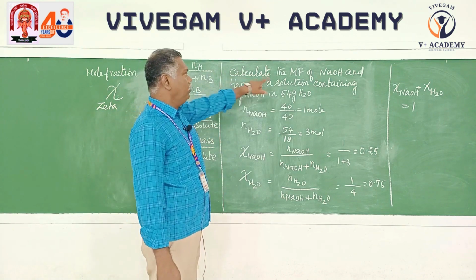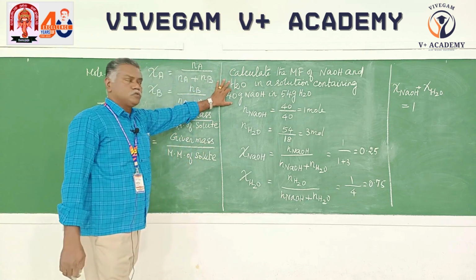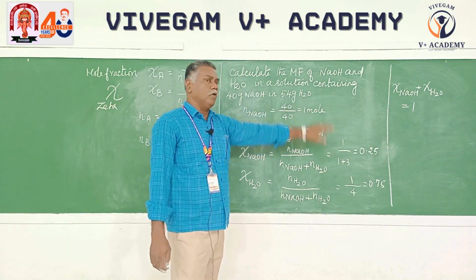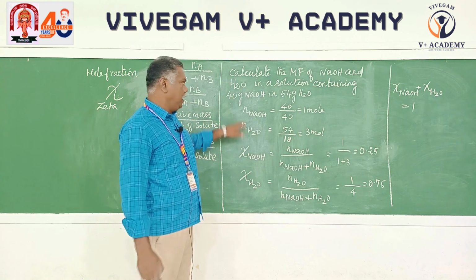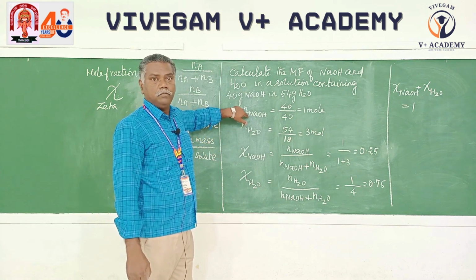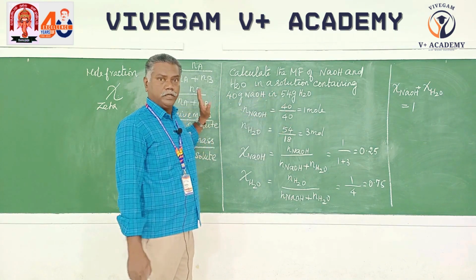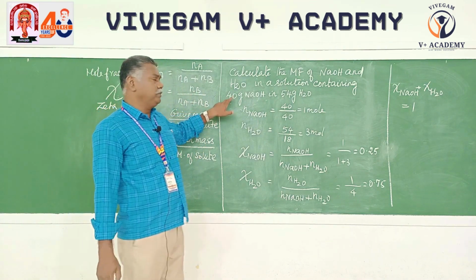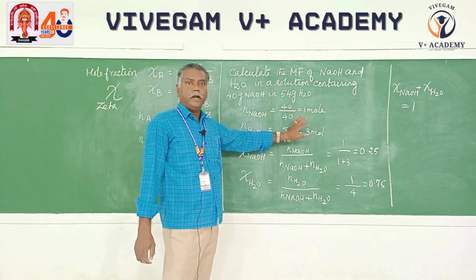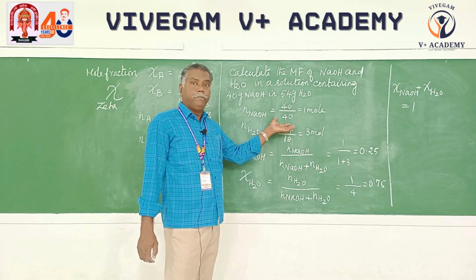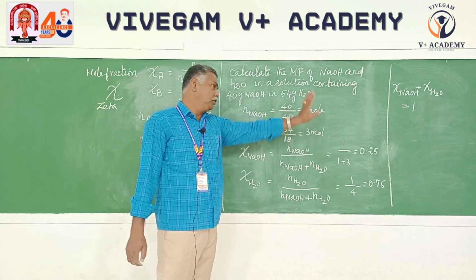Calculate the mole fraction of sodium hydroxide and water in a solution containing 40 gram of sodium hydroxide in 54 gram of water. First of all, we should calculate the number of moles of sodium hydroxide. We know the formula: given mass of sodium hydroxide divided by the molar mass of sodium hydroxide. Given mass you can take from the problem, therefore 40 gram, and molar mass of sodium hydroxide is nothing but 40 gram per mole. So sodium hydroxide number of moles is equal to 40 divided by 40 equal to 1.